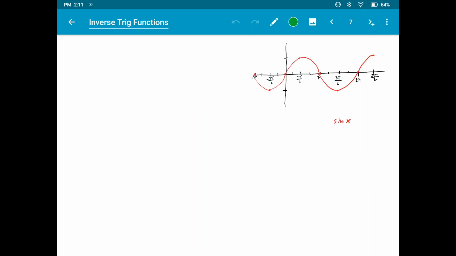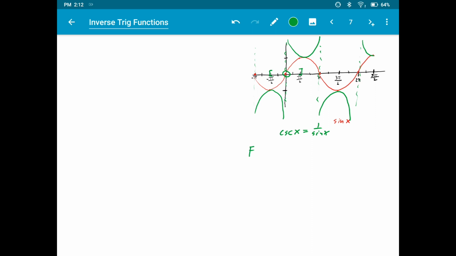Cosecant of x is the same idea. Cosecant of x is equal to 1 over sine of x. So when we graph this, we get these asymptotes, and the function is looking like this. And for our restriction, in order to cover the entire range, our restriction is going to be from negative pi over 2 to pi over 2. But we have to not include 0.